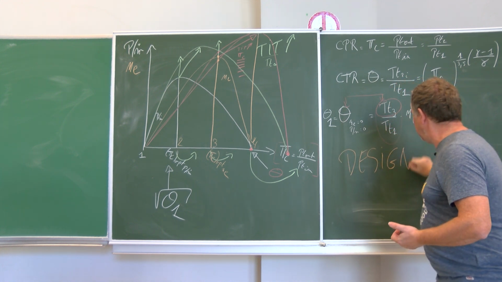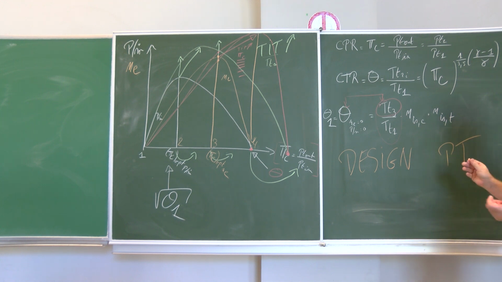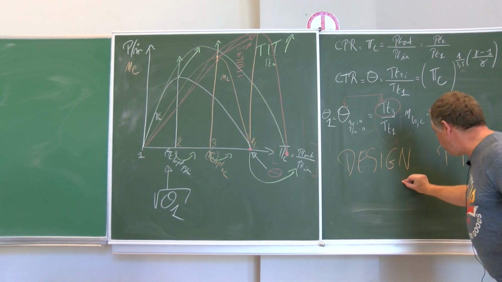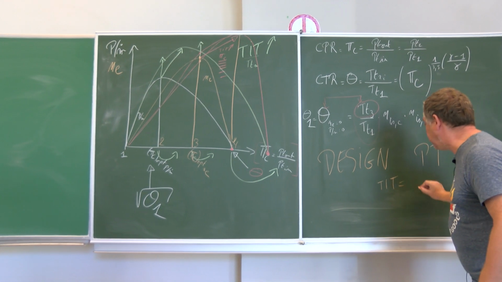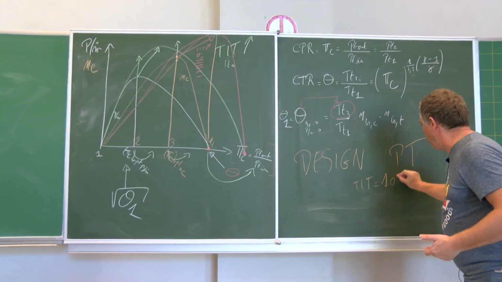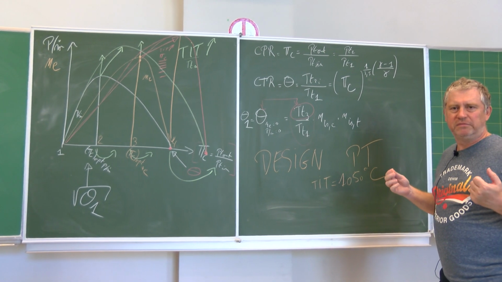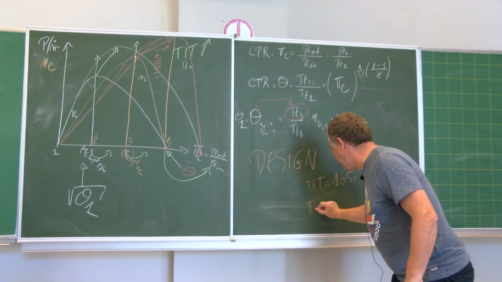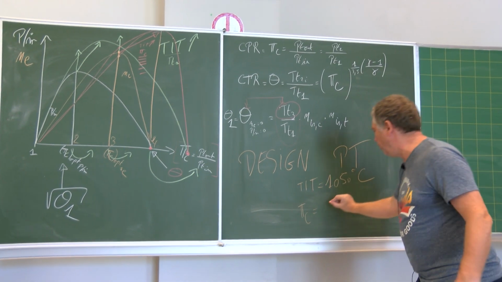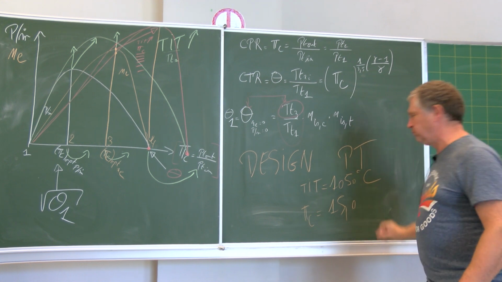You define your design point. Okay? So you say, okay, I will choose this TIT, I don't know, 1050 Celsius, I don't know. And I will choose my pressure ratio, I don't know, 15, for example.